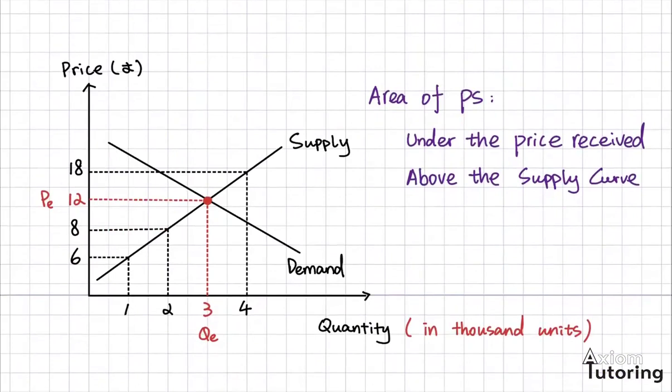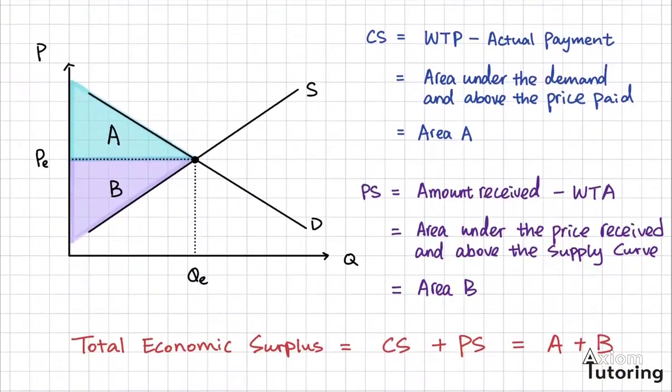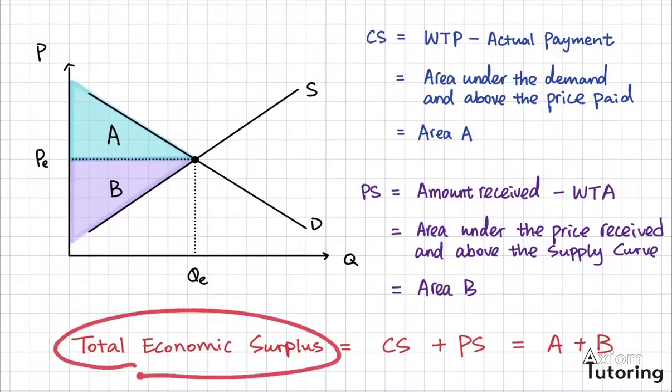When we add up all those small distances across the equilibrium transaction quantity, producer surplus becomes an area that is under the market price, the price received by the producer, and above the supply curve, bounded by the equilibrium transaction quantity. This shaded area here, the total producer surplus, represents the total benefit that producers receive from selling in the market. Together, the sum of consumer and producer surplus is called total economic surplus.